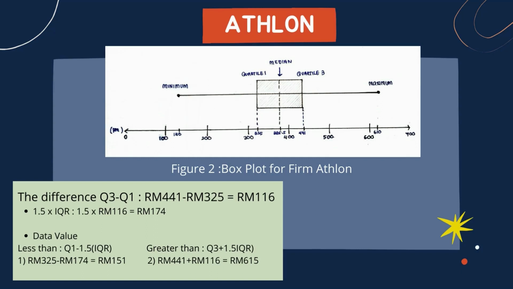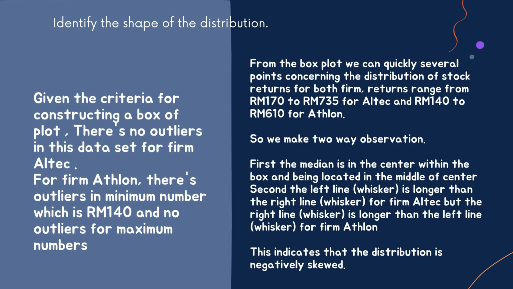So there is an outlier for the minimum, which is 140 ringgit, because it's less than 151 ringgit, and no outliers for the maximum because it's not greater than 650 ringgit. Last but not least, identify the shape of the distribution.